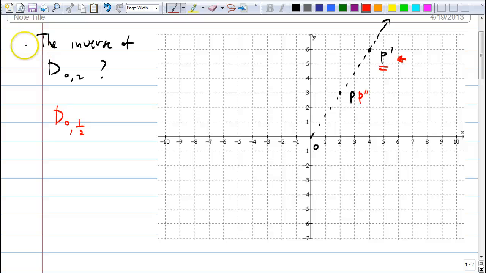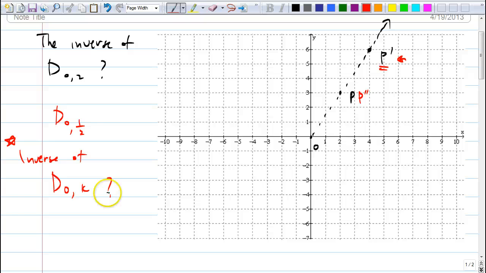So from this, we could actually come up with a general formula. What if I have D of O comma K? What would the inverse of any dilation be? By the way, O doesn't have to be at the origin. O could be any point, right? But what would the inverse of this be? I'm going to put a star on this. So what do you think this will be? For this general case, if it's K, everybody go ahead and think about it. I'll wait. Think of it with your team.